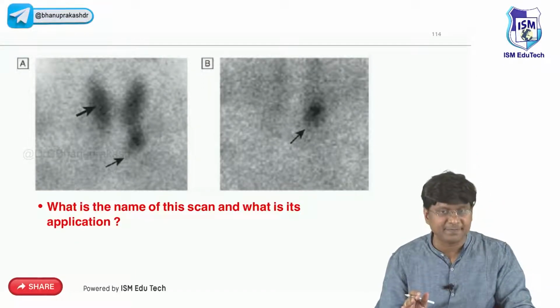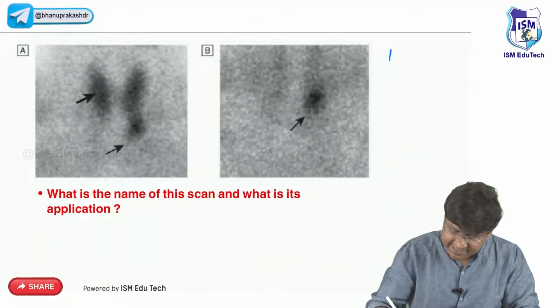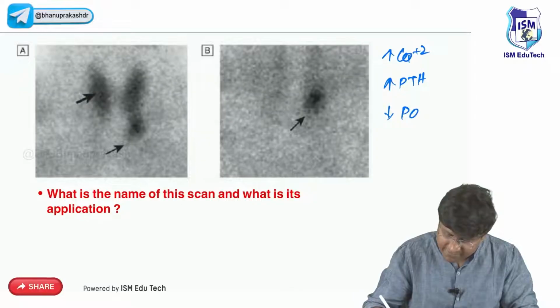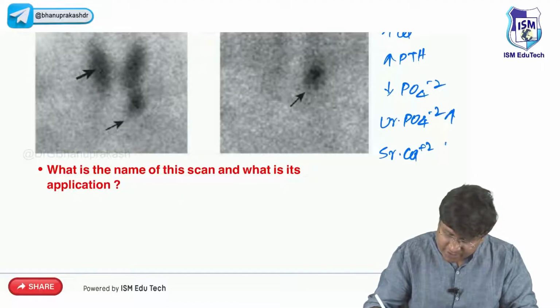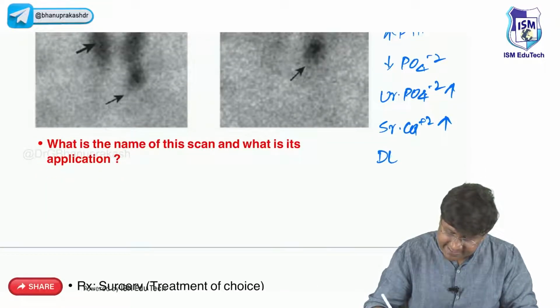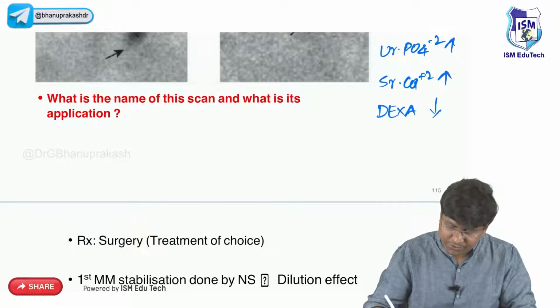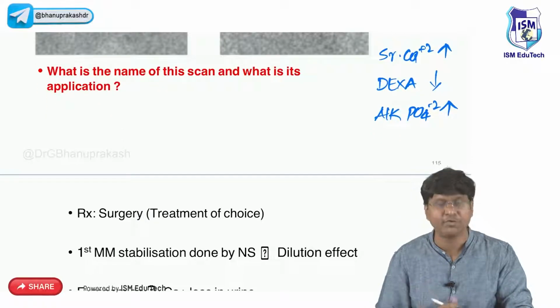See, in patients with hyperparathyroidism, you will notice that there is an increase in calcium levels. There is an increase in parathormone levels, right? And there will be a decrease in the phosphate levels or phosphorus levels. And what will happen to urine phosphate levels? Increases, right? And serum calcium level increases because there will be crossing of the renal threshold. And what will the DEXA scan show? DEXA scan shows decreased bone mineral density. And what will happen to your alkaline phosphatase levels? The alkaline phosphatase levels are elevated because that is a marker of your bony turnover.